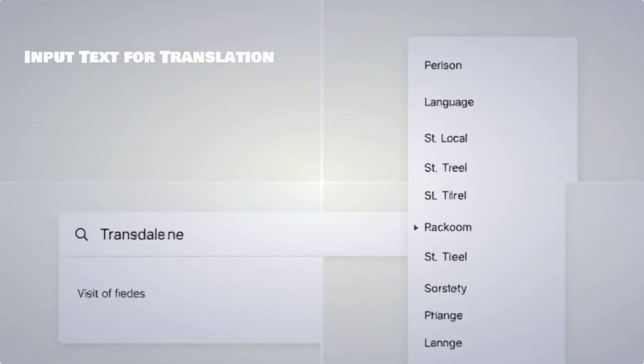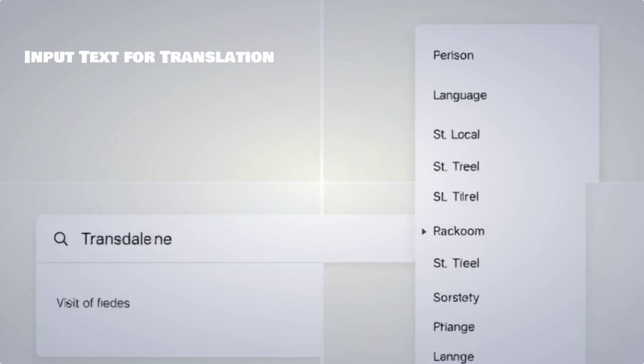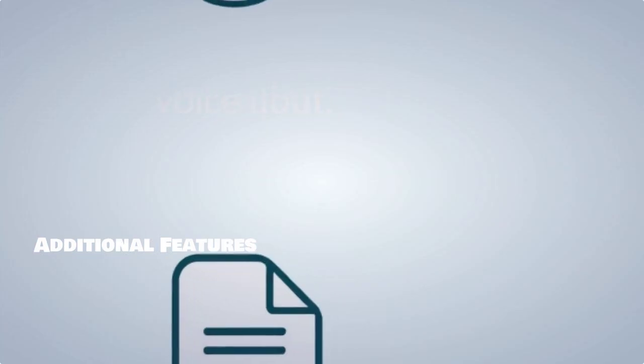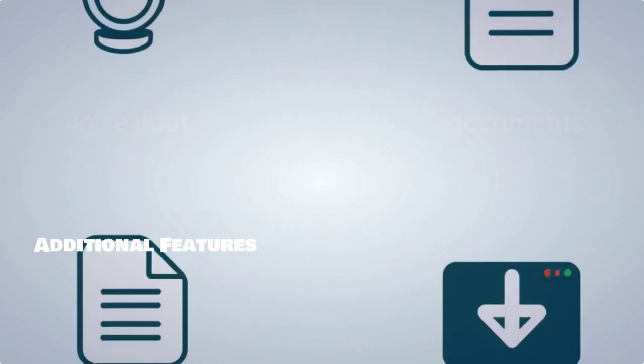To translate text, simply type or paste your text into the input box and select your desired languages from the drop-down menus. Many translation tools offer additional features such as voice input, document translation, and even translating text from images.